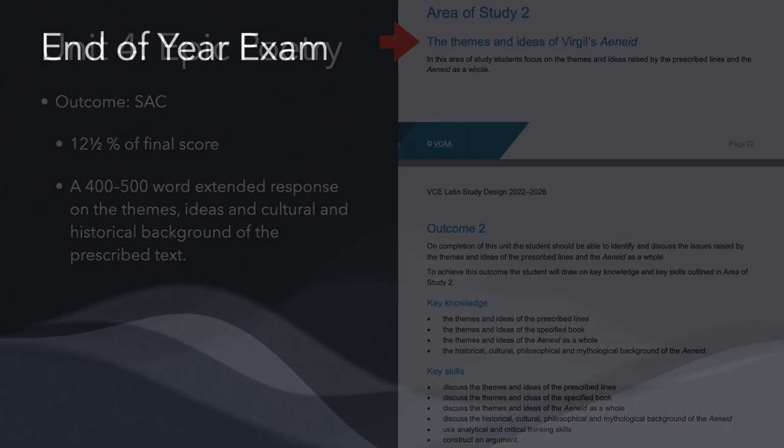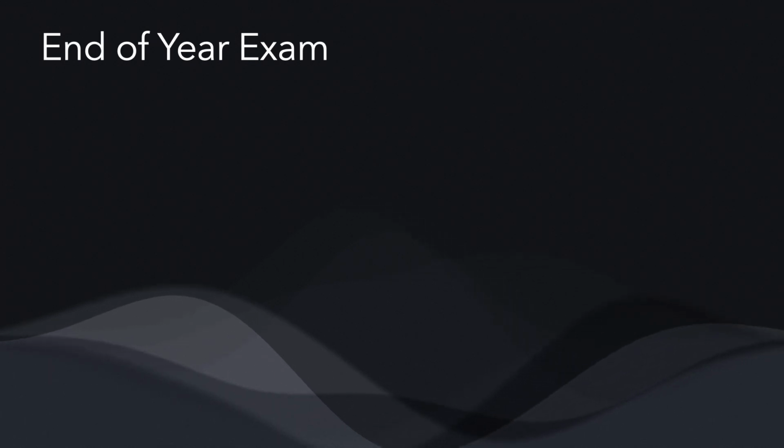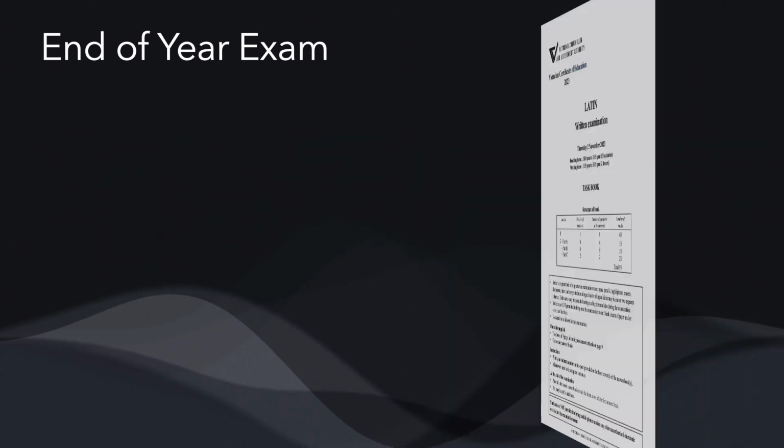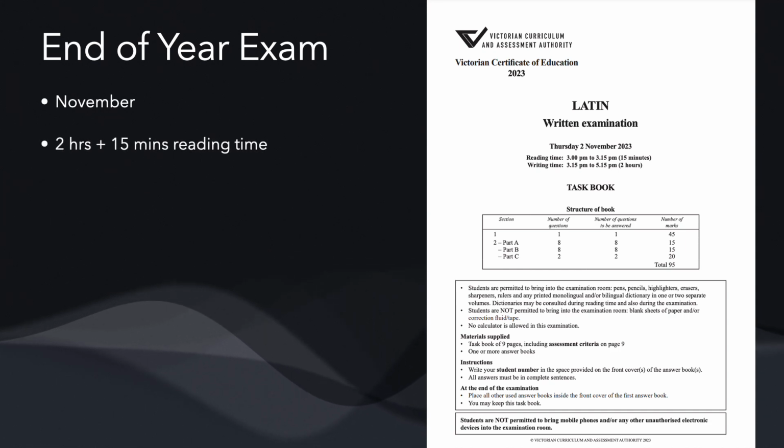The last thing we'll have a look at is the end of year exam. I propose to do another video a little bit closer to the time on some ideas about preparing for the exam, but this is just an overview so you know what's coming up. This is last year's exam, by the way. It'll be in November sometime. The timetable hasn't come out yet. It'll be 2 hours plus 15 minutes reading time. And that reading time is really important because in Latin, you're allowed to use your dictionary during reading time, which means you can get a fair bit of the unseen done during that.